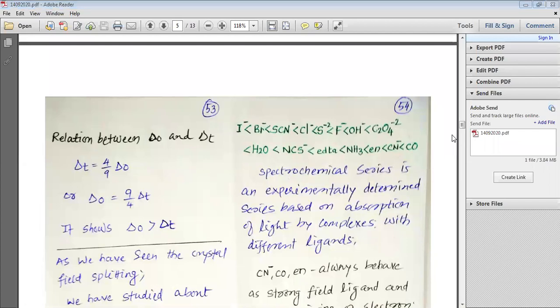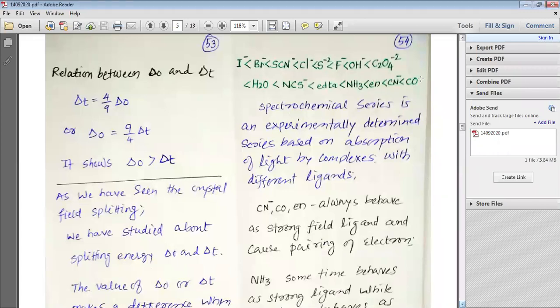You can see here, my dear students, that the spectrochemical series is there on your screen. When you look at the series, I minus is less than Br minus is less than SCN minus is less than Cl minus is less than S 2 minus is less than F minus is less than OH minus is less than oxalate is less than water is less than NCS minus is less than EDTA is less than NH3 is less than ethane-1,2-diamine is less than cyanide is less than carbonyl. So carbonyl is considered the strongest ligand, whereas I minus is considered the weakest ligand.